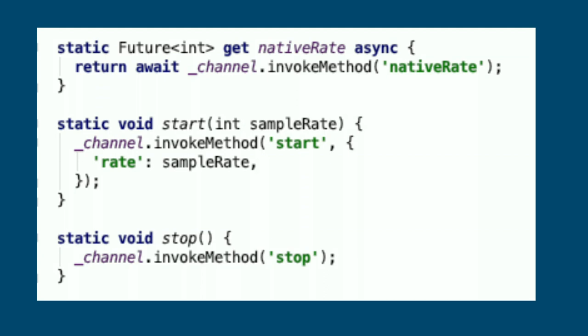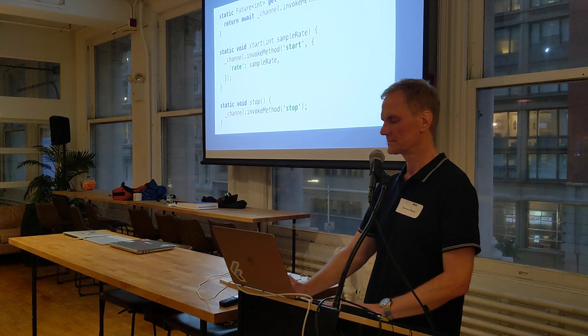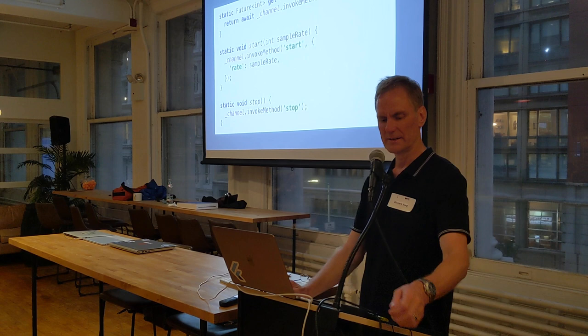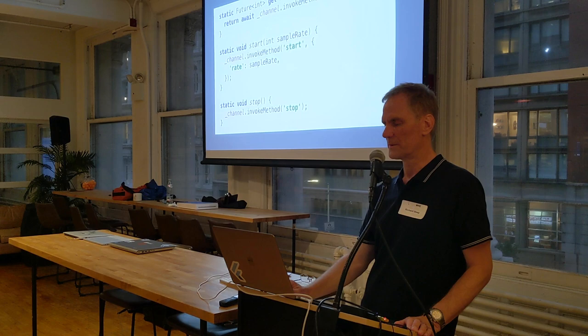Start is interesting because it has a parameter to pass down to native. So it's going to pass down an int, which is the sample rate that we want to turn the sound card on at. And you can see that channel.invokeMethod takes a second optional parameter, which in this case is going to be a map. I'm going to map the word rate to that int of sample rate. And we'll see how that appears at the other end in a minute. So that's pretty much all we have to do at the Dart end of the plugin, is to define these static methods and give them some names.